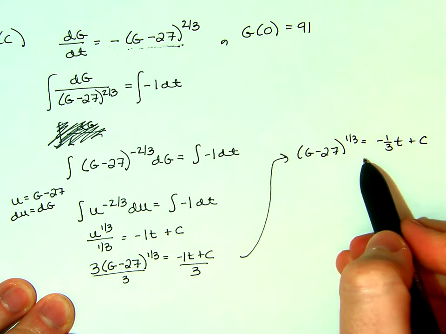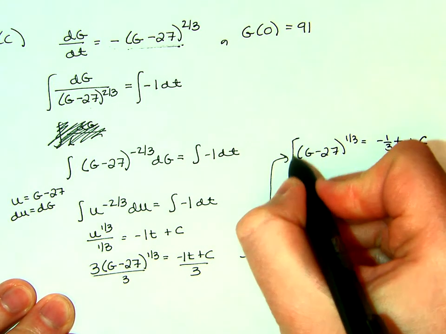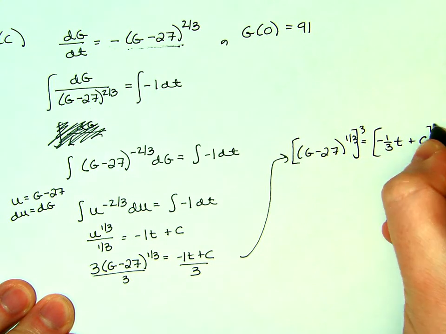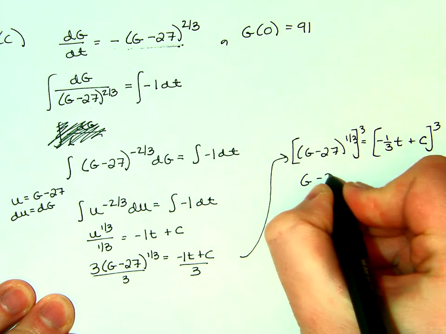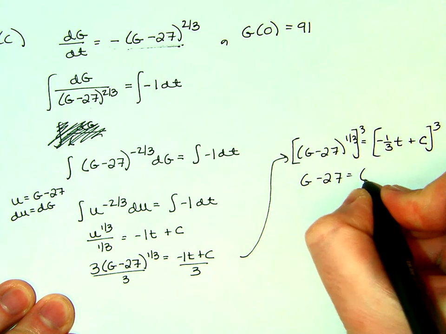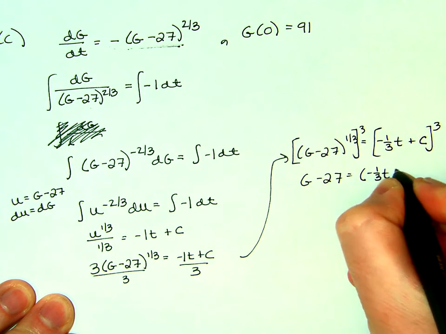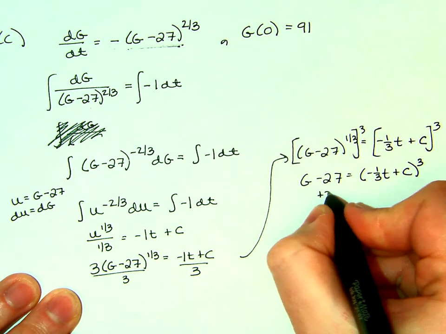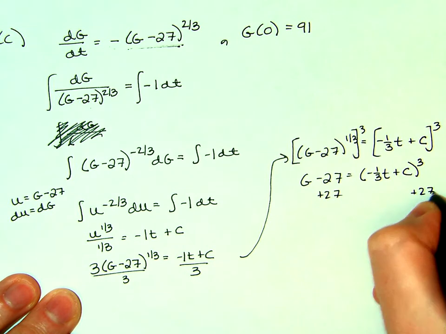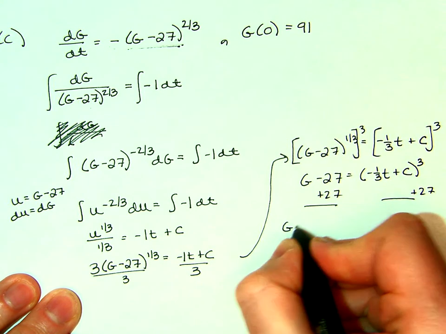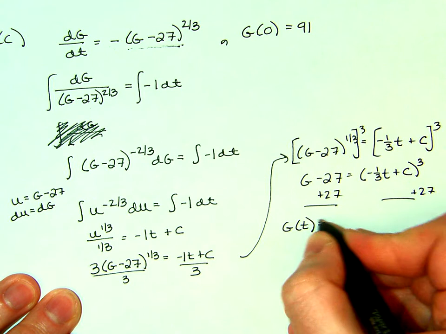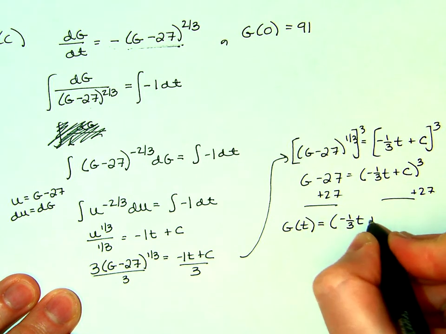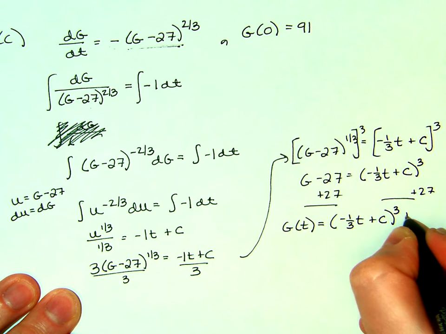Going to get rid of my 1/3 power by raising both sides to the 3rd power, to the reciprocal power. So g minus 27 equals negative 1/3 t plus c to the 3rd. Add 27 to both sides. And my general solution to the differential equation is g of t equals negative 1/3 t plus a constant to the 3rd plus 27.